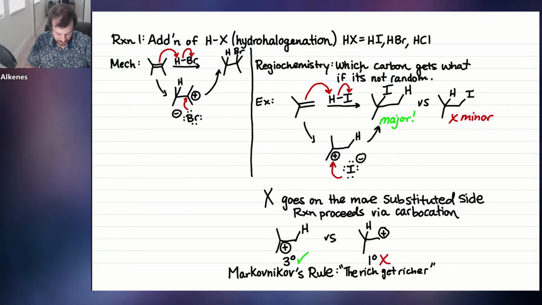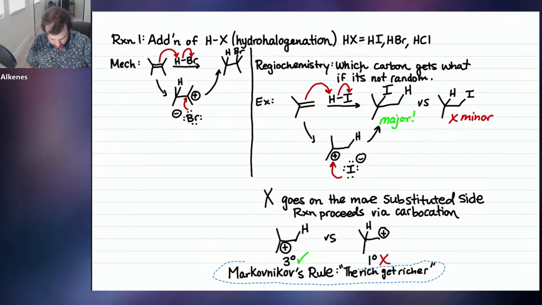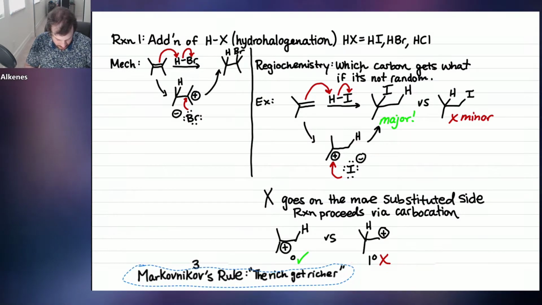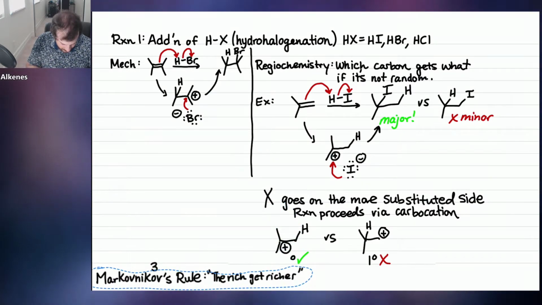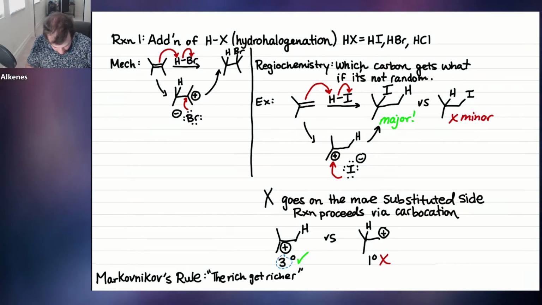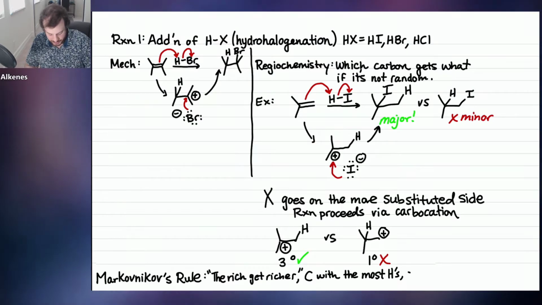Because, let me just scoot this over a second so I have more room to explain. Oops, I took my 3 with it. The rich get richer, and the reason we can think of it like that is that the carbon with the most hydrogens gets the new hydrogen. So the carbon with the most hydrogens gets another hydrogen. And the overall reason for this is because of the carbocation stability.